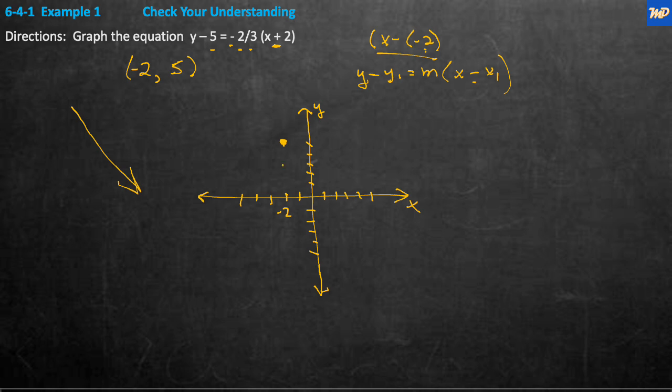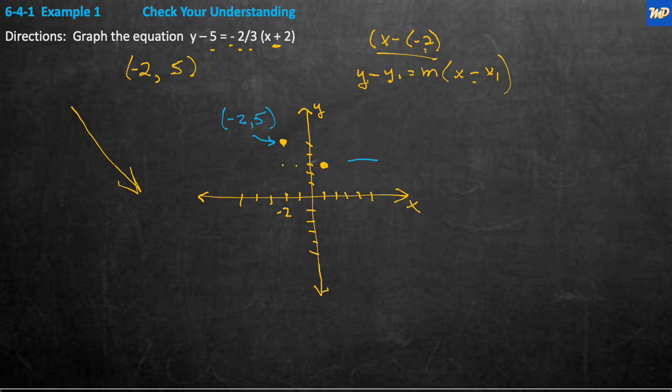I'm just going to put a dot there. And then we're going to go to the right, 3. We're going to go 1, 2, 3. So that means that we started with a point right here, and let me mark that with a blue. So this point here was what? This point was negative 2, 5. That's that point right there.